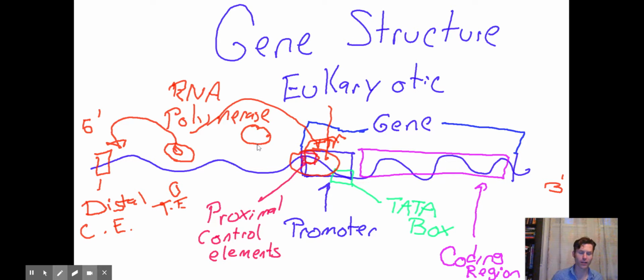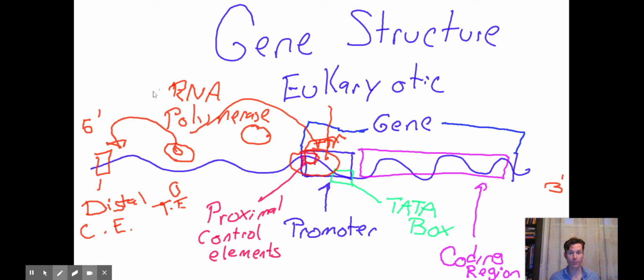When we look at the regulation mechanisms, we will go over these steps in detail about what it is that I'm talking about right now. But for now, you just need to know this general outline of the gene structure. Okay, so we have the gene itself. The gene is composed of the promoter region, which in and of itself is composed of the proximal control elements and the TATA box. And then after that, downstream, we have the actual coding region, the structural gene itself. That's going to code for the protein.